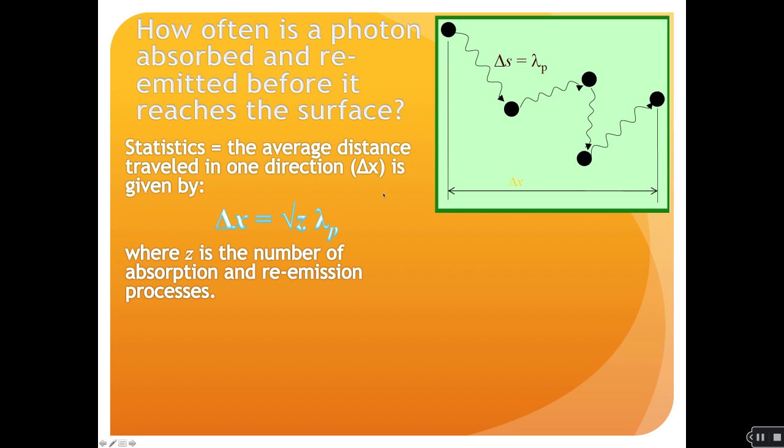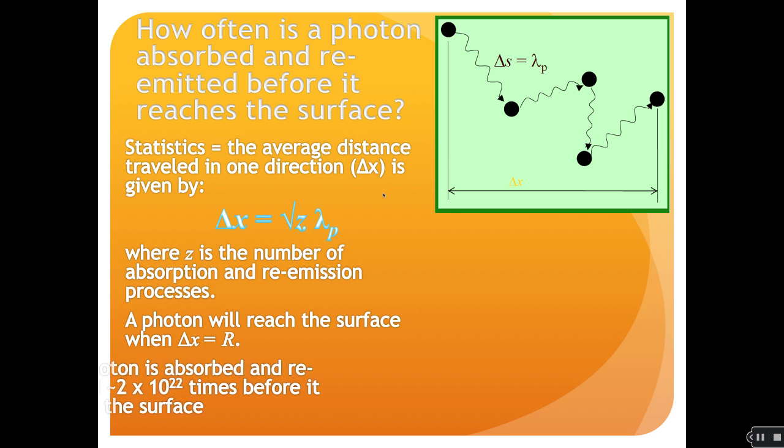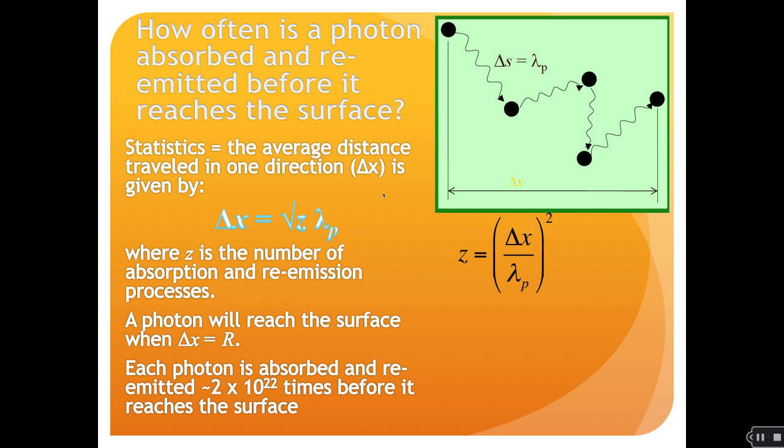So that means that we should be able to work out, since we know how much distance we want it to move, we should work this out, right? We know that we want it to get, say, from the centre to the surface, so it has to move the radius of the star, in this case the radius of the Sun. I'll go through this problem: we can rearrange this equation to get that the number of absorptions, z, is given by the distance you need it to move divided by the mean free path, squared. And this is just replacing this distance, which is our distance that's going to move in one direction, with the radius, that's the biggest distance it's going to move.